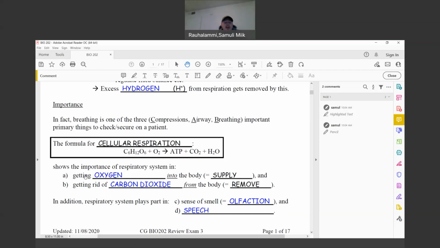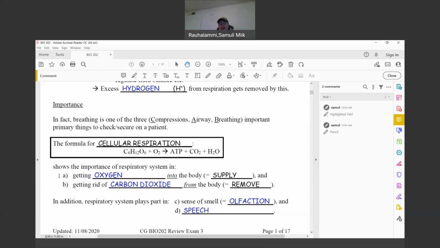So if you really wanted to summarize the two roles of the respiratory system as it relates to the gases, it's getting oxygen into the body and removing carbon dioxide from the body. It's this interaction with the other body processes, supplying oxygen and removing carbon dioxide, that becomes a very, very important role of the respiratory system.